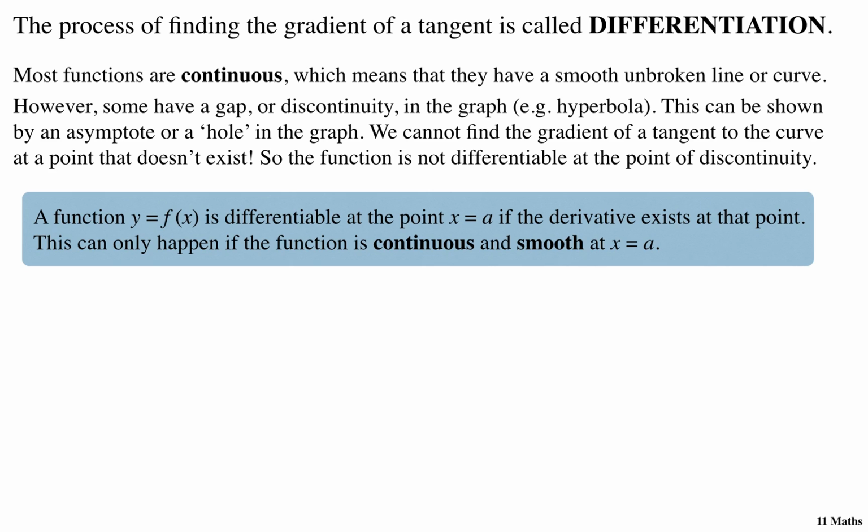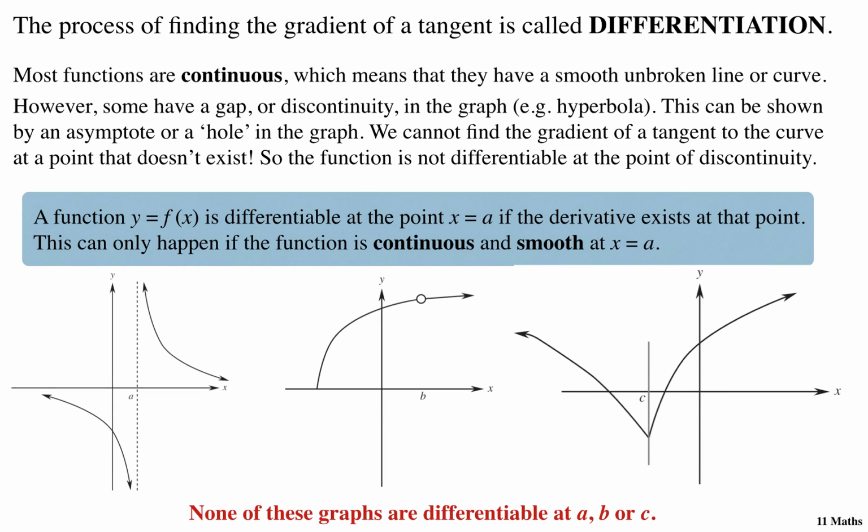So what we say is this. We say a function, y equals f of x, that just means something we can graph, can be differentiated at a particular point, let's call the point A, if the derivative exists at that point. In other words, you can't differentiate if there is no derivative. You can't find the gradient if a gradient doesn't exist. And this can only happen if the graph that you draw is continuous and smooth at the point where you want to find the gradient.